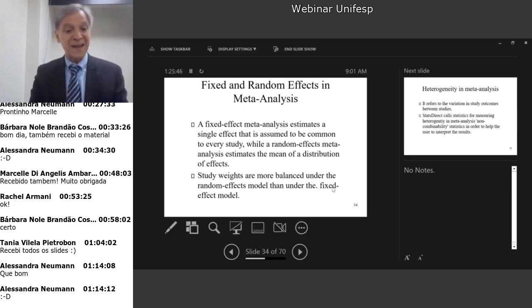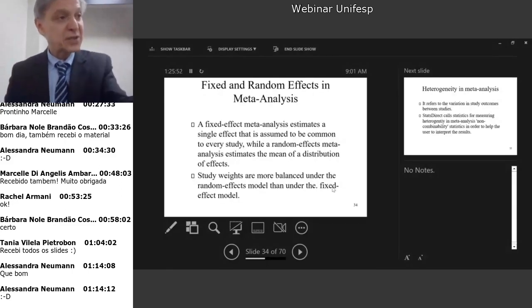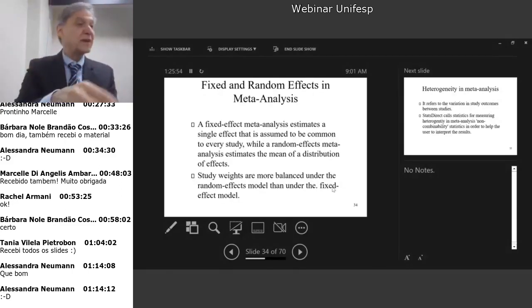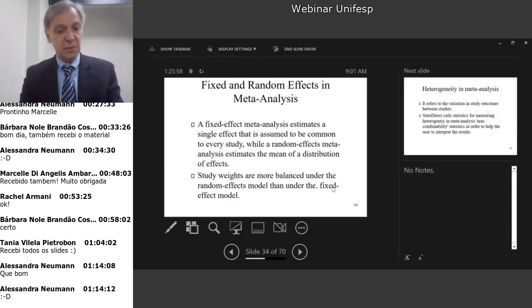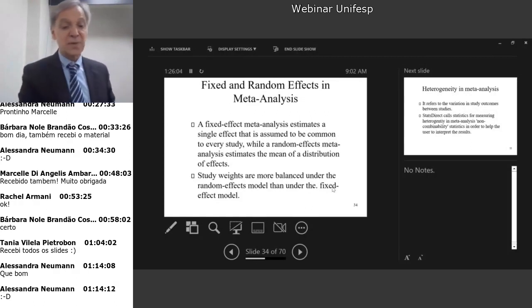While random effects meta-analysis estimates the mean of a distribution of very different effects. I'm not assuming the effect is fixed. The other one assumes the effect is fixed. It takes an average, but assumes it's fixed in the analysis. The other one does not. It expects variability in the effect. Study weights are more balanced under the random effect model than under the fixed effect model. Especially using the mixed effect model, you have more balance of the weights.